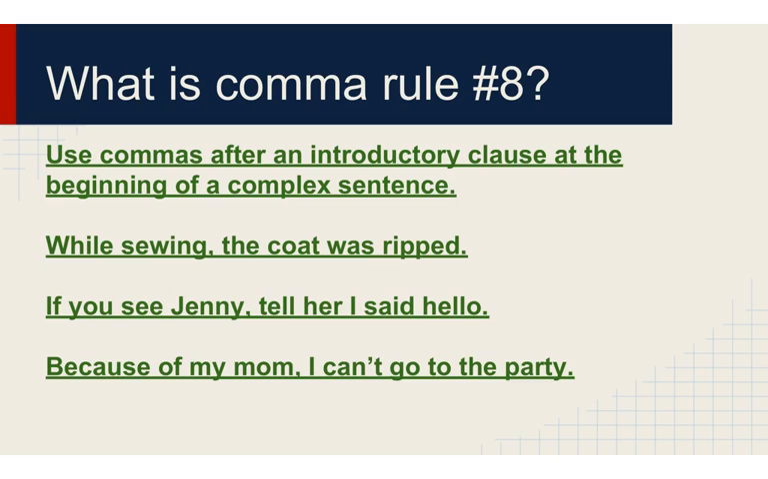Comma rule number 8 is after an introductory clause at the beginning of a complex sentence. We've already talked about this one. When we write a complex sentence, it has a dependent and an independent clause. If the dependent clause comes at the beginning of the sentence, you have to put a comma after it. So, while sewing is going to be not a clause, an introductory phrase again.